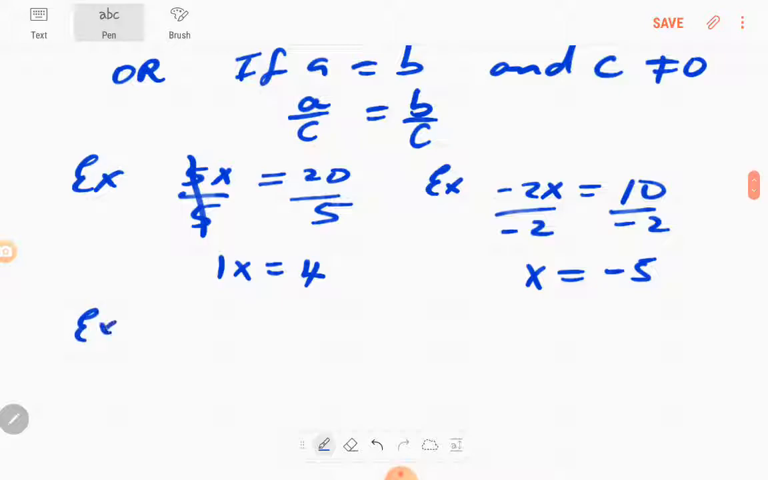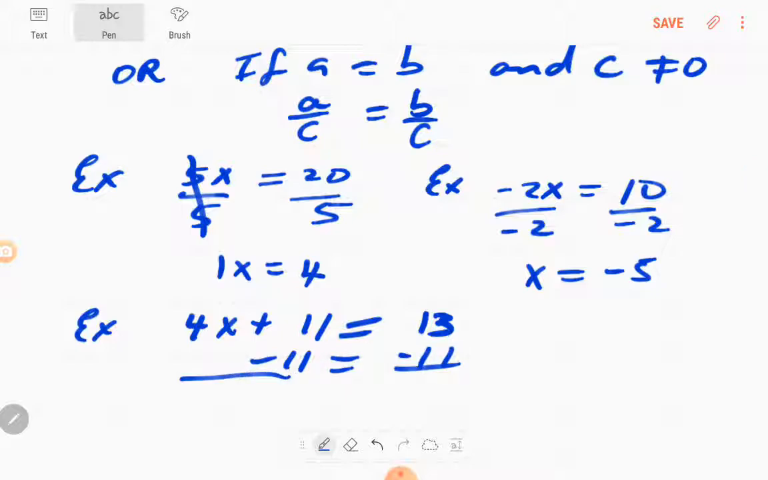Now let's look at this example where we will combine the addition property and the multiplication property of equality. So for example, if I had 4x plus 11 equal to, say, 13, I'll just subtract. So now I'm using the addition property first. So normally you use the addition property first. And now I have 4x is equal to 2.